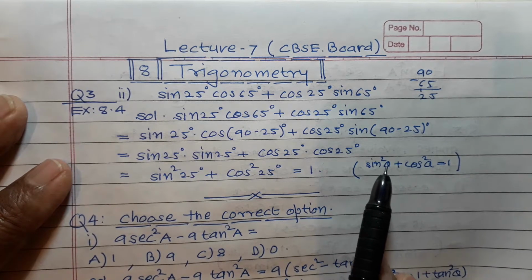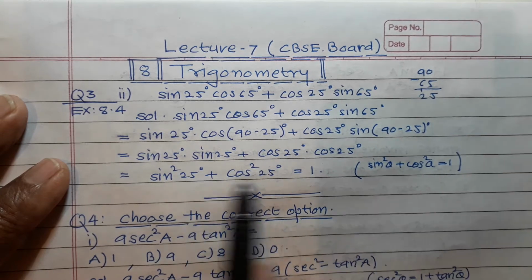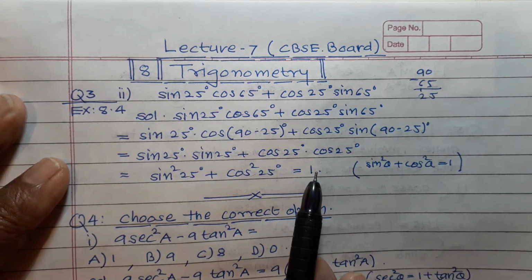Identity: sin square theta plus cos square theta is equal to 1. Here both the angles are the same, and therefore it is equal to 1. Okay.